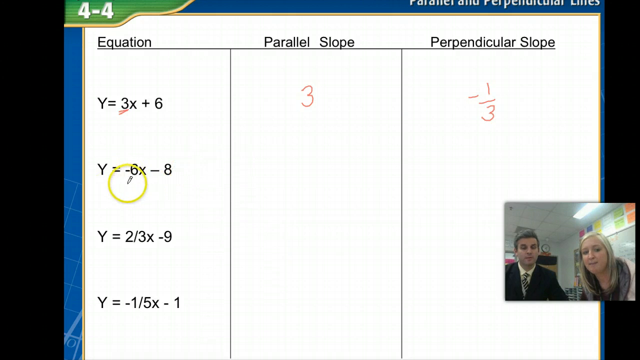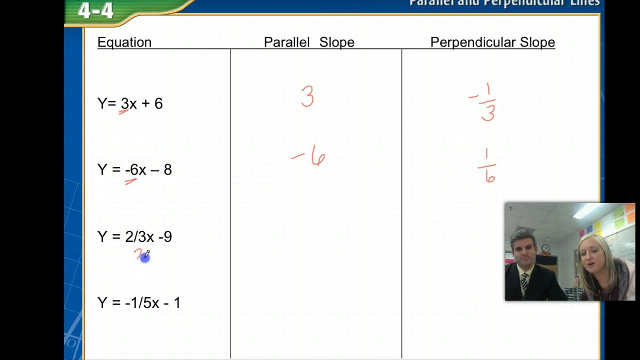The next example, I have -6 for my original slope. What would the parallel slope be of my new line? I think it's just -6. Right, it's -6, the same slope as my original. If I want a perpendicular line, my slope would have to be +1/6, the opposite reciprocal of -6.